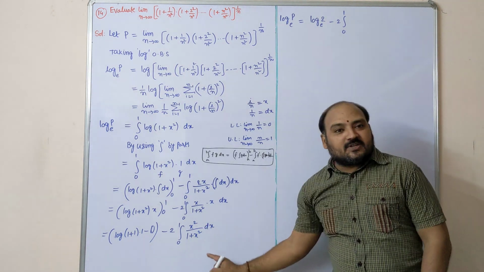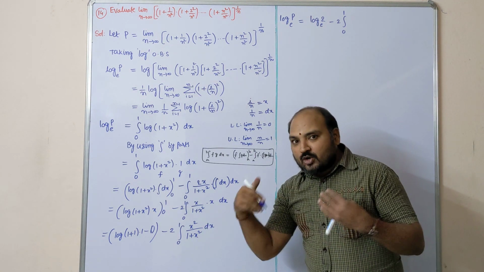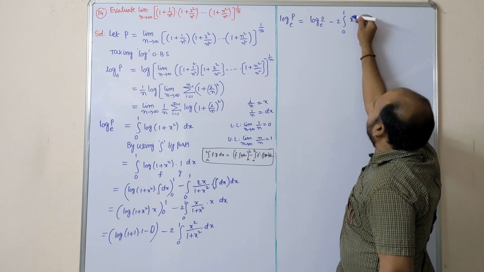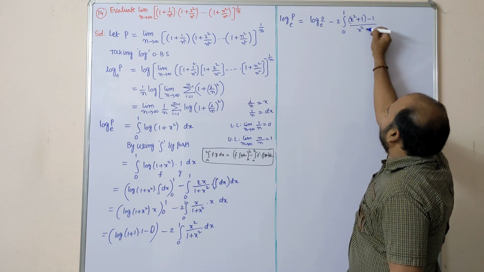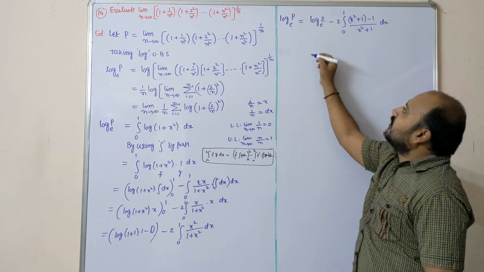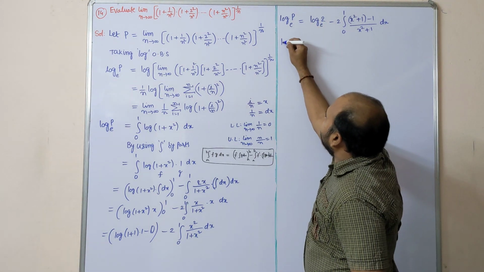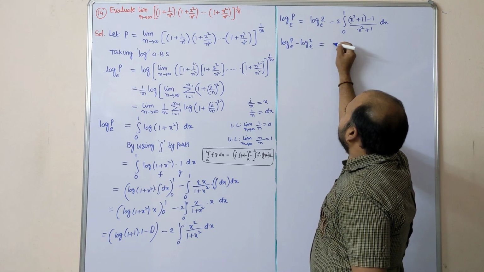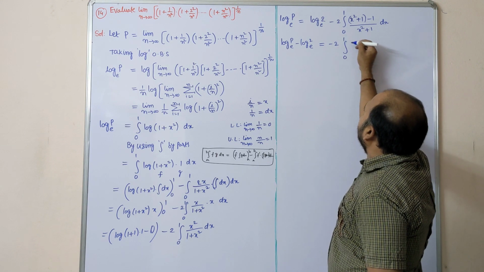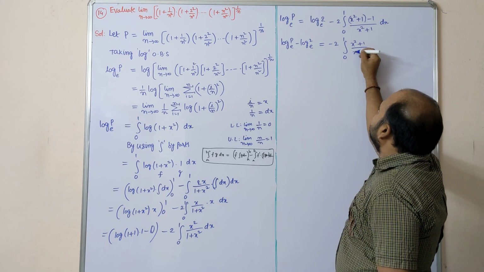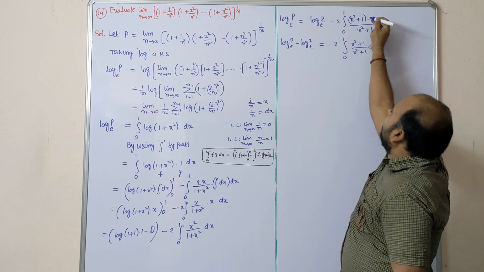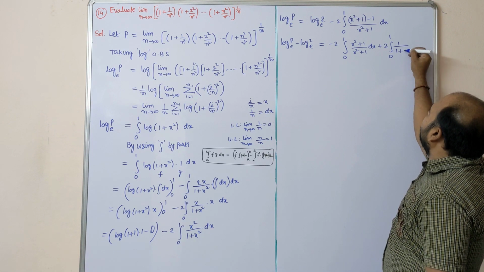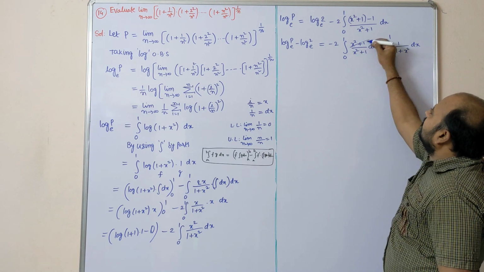Here x square is there, here 1 plus x square is there. So I want to convert the numerator in terms of the denominator. Adding plus 1, subtracting minus 1: x square plus 1 minus 1 by x square plus 1 into dx. So the log 2 to the base e also we can take this side. Log p to the base e minus log 2 to the base e is equal to minus 2 into integral 0 to 1 x square plus 1 by x square plus 1 into dx. Minus into minus is plus, 2 into integral 0 to 1, 1 by 1 plus x square into dx. These two will be cancelled.